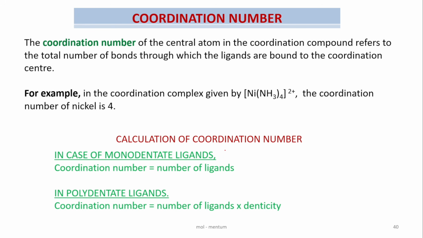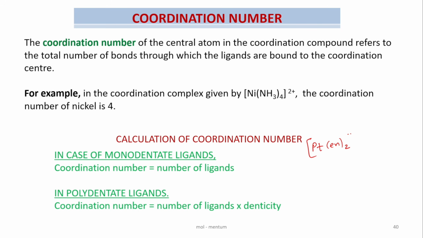Now we can calculate this coordination number. In case of monodentate ligands, the coordination number is simply the number of ligands, like in Ni(NH3)4 and in hexacyanoferrate K4[Fe(CN)6], where each ligand has only one denticity. But in case of polydentate ligands, like bidentate, tridentate, tetradentate, whatever is the number of ligands is multiplied by the denticity.